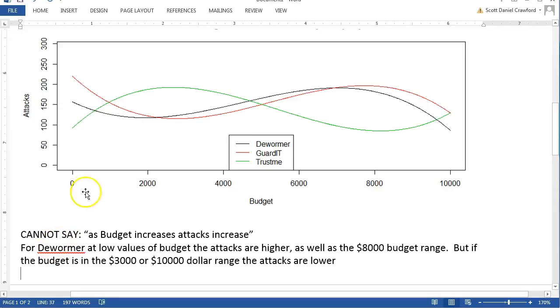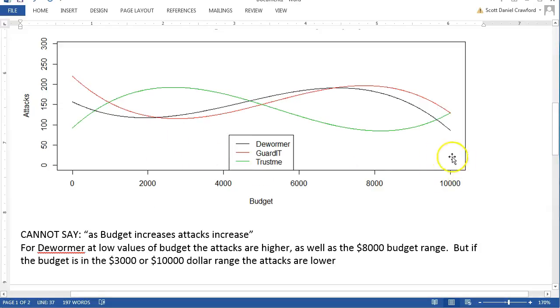So for Dewormer, I'm just going to mention it's high here and here, it's low there and there. And then the people looking at this can make the decision, okay, what range do we want our budget to be in? Of course, this is oversimplified, right? It might be that there's other perks you get if you spend more on budget. It might not just be an issue of how many attacks there are.